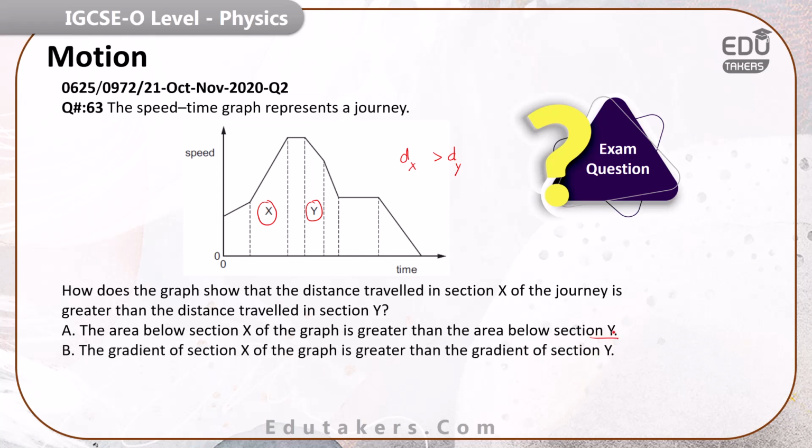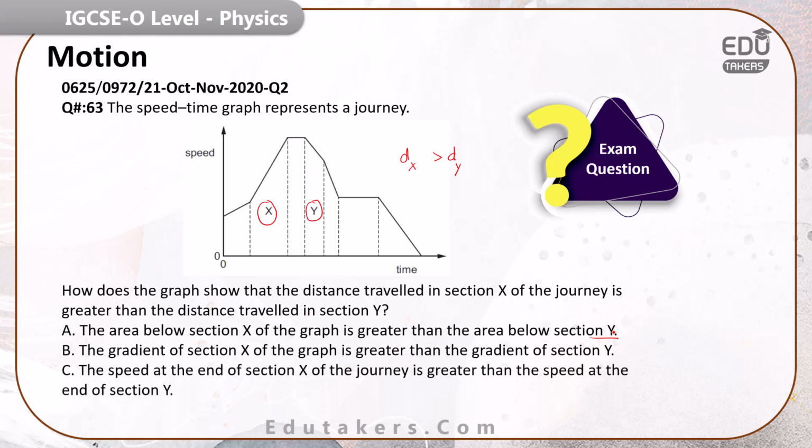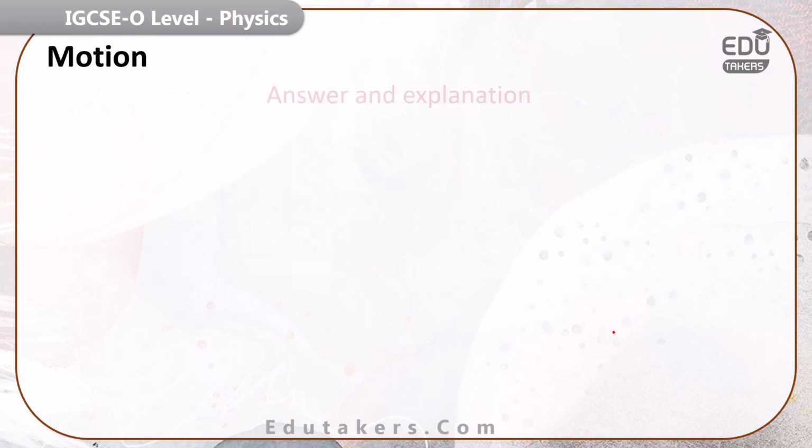Option B, the gradient of section x of the graph is greater than the gradient of section y. C, the speed at the end of section x of the journey is greater than the speed at the end of section y. D, the time of section x of the journey is greater than the time for section y. So let's see the answer and explanation for that.